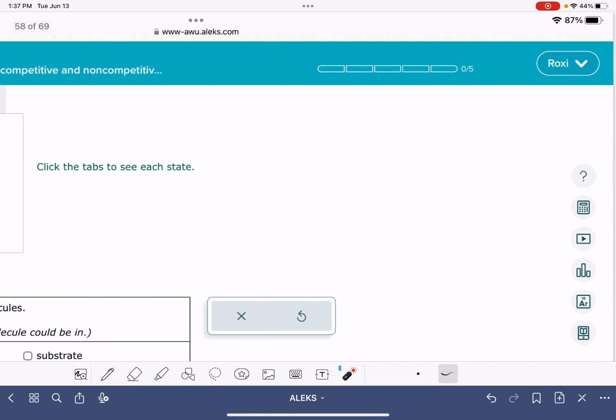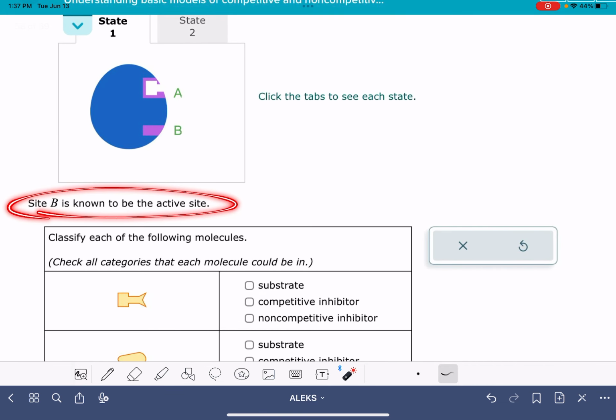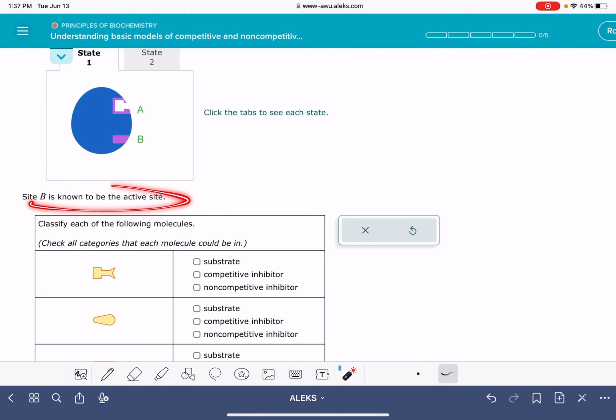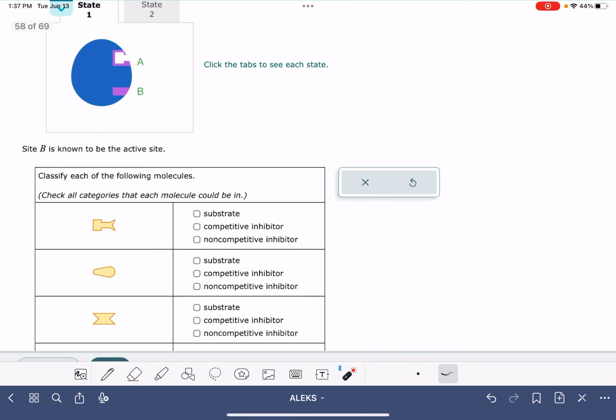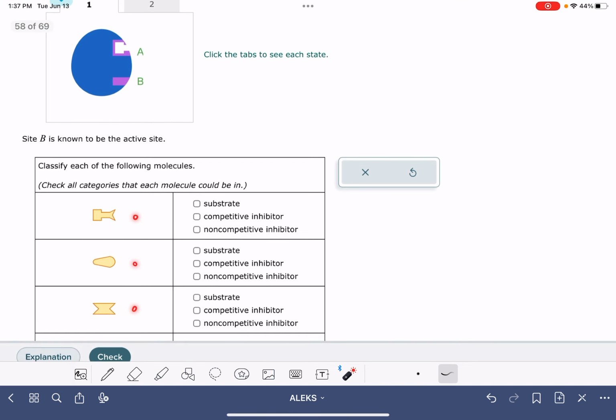That's not going to be present in all ALEKS problems. Sometimes it doesn't provide you with this information. It's going to give you the shapes of 4 molecules. I'm only showing 3 here, but there is a 4th one. It's going to ask you to classify each of these molecules as a substrate, a competitive, or a non-competitive inhibitor, and you can check more than one of these boxes, or you can check none of the boxes at all if they don't apply.